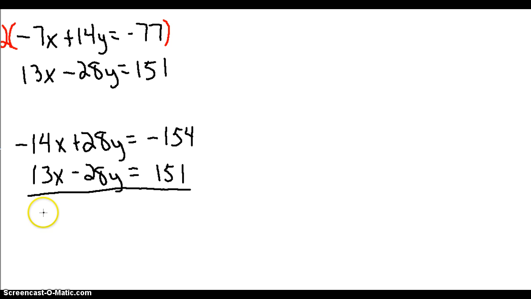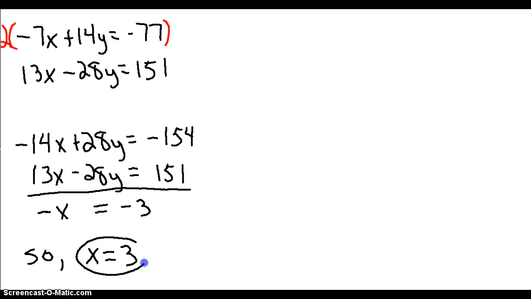Negative 14x plus 13x is going to give us negative 1x, or negative x. The y's will cancel because 28y and negative 28y will cancel each other out. This is going to equal negative 154 plus 151, which is negative 3. Since negative x equals negative 3, you can divide both sides by negative 1, and this should give us that x equals 3. Okay, so we got one of our unknowns.